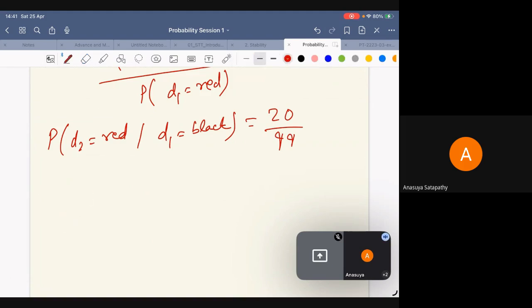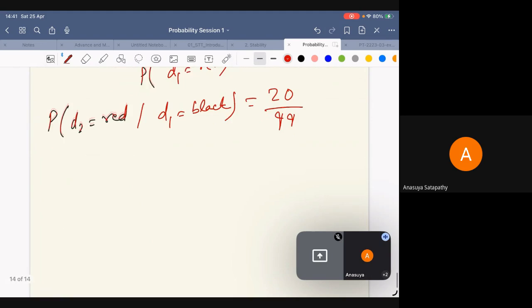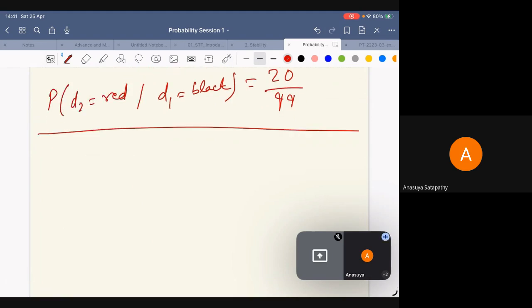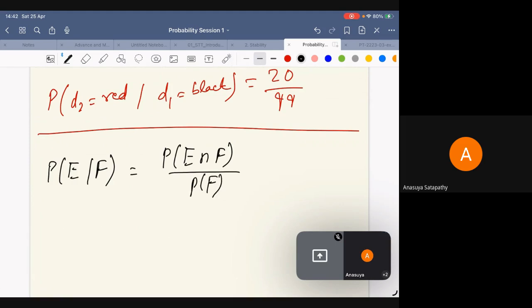You will get similar questions like this in the exam. So I'm giving you the formula. The formula will be something like, if there are sets E and F, then E given F can be written as probability of E intersection F divided by probability of F. This is the formula.